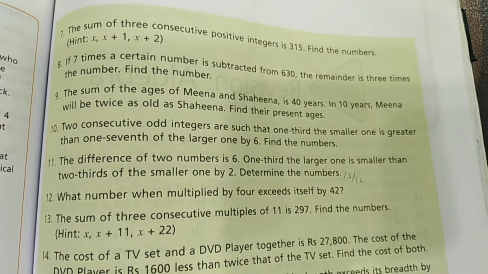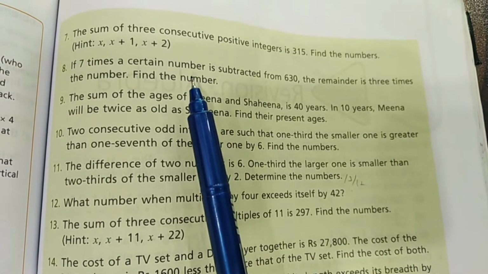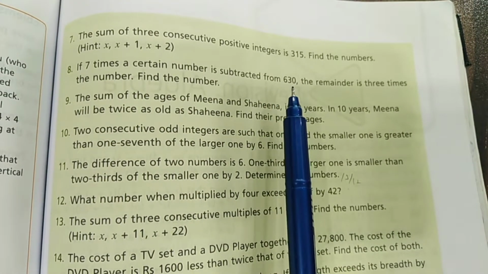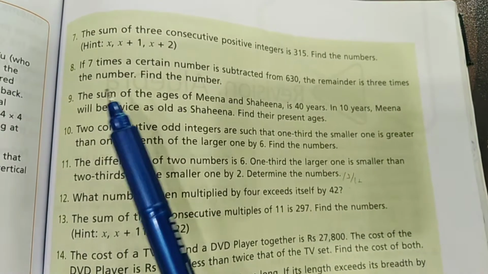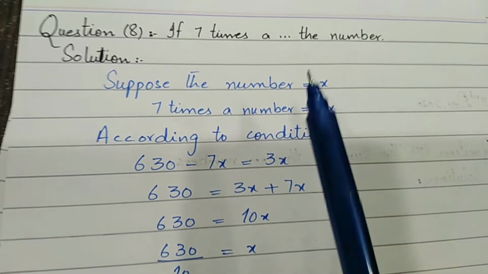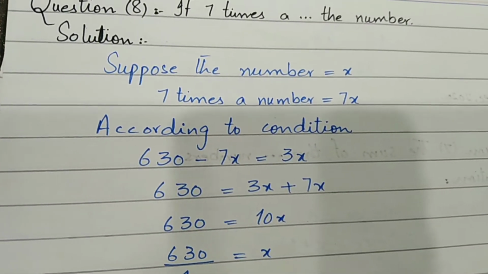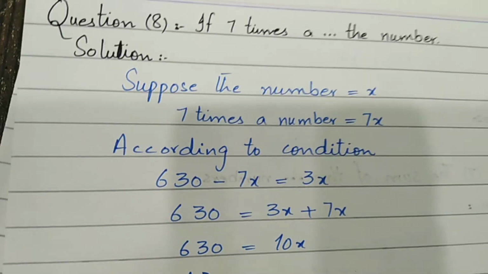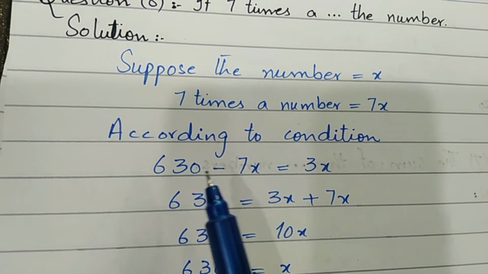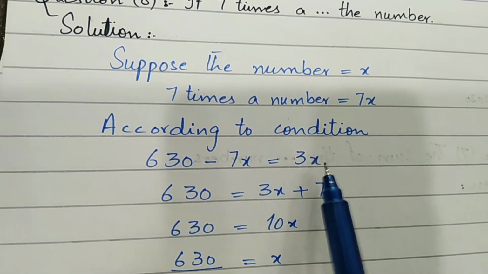The next question is question number 8. If 7 times a certain number is subtracted from 630, the remainder is 3 times the number. Find the number. The number is not given, so we have to suppose the number, that is x. So 7 times the number is 7x. According to the condition, the remainder equals 3 times the number, so 3 times means 3x.